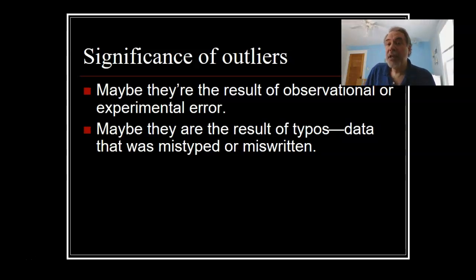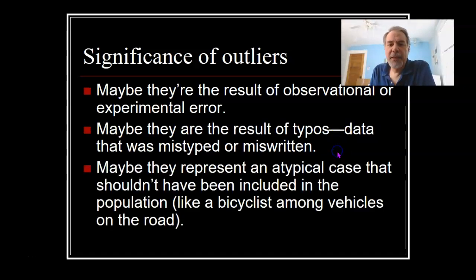Or maybe there actually was somebody going by at 7 miles per hour because they were on a bicycle or in a horse-drawn carriage or in a really slow-moving tractor or something like that. Or maybe a jogger. So maybe they really were not a mistake. Somebody really was going 7 miles per hour, but they're not the kind of thing that you were really thinking about when you were thinking of measuring the speed of the vehicles that were going by.